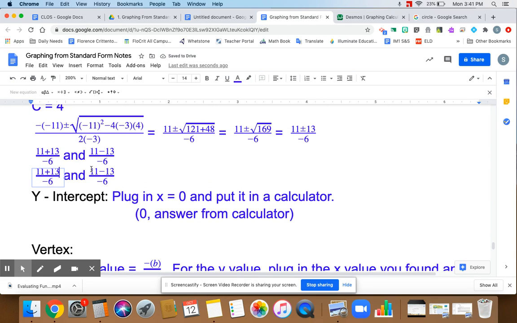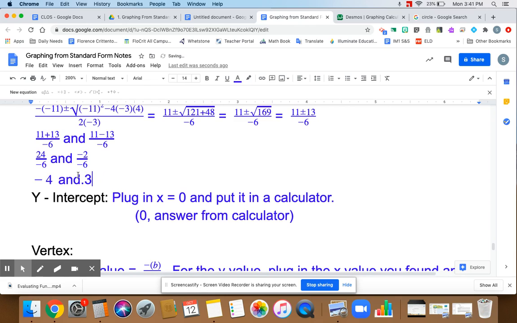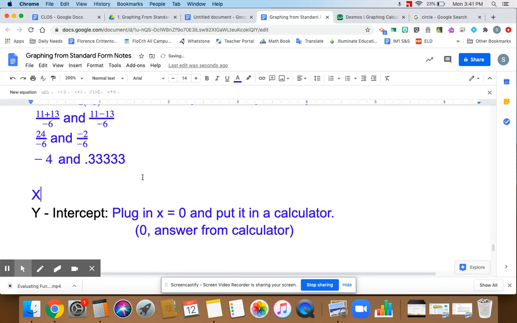So 11 plus 13 is going to become 24. 11 minus 13 is going to become -2. When you put 24 divided by -6 into a calculator, you're going to get -4. And when you put -2 divided by -6 into a calculator, you're going to get positive 0.33333. So those are the two answers, but the x-intercepts always have to be written as points. So the 2 points are -4, comma 0, and 0.3333, comma 0.